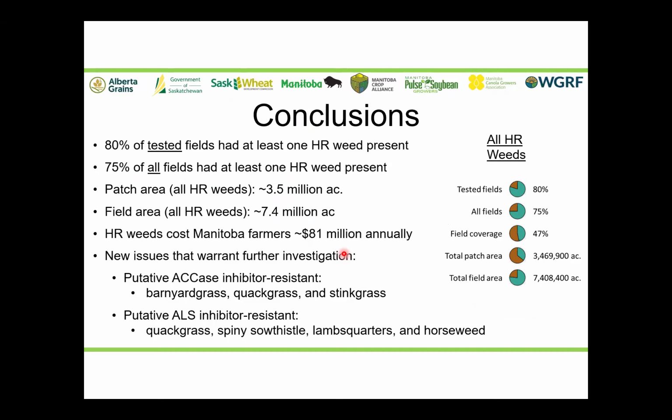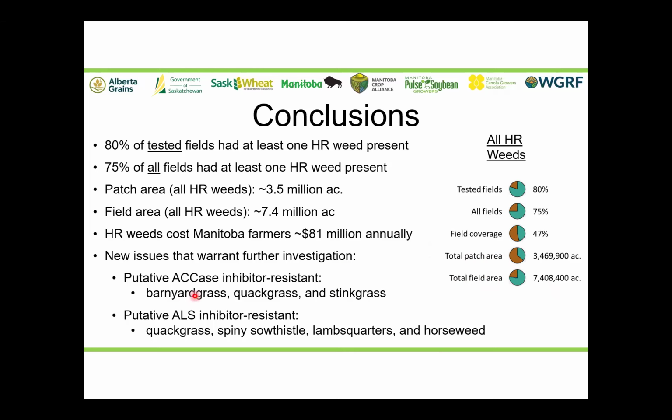So basically, the conclusions from the last herbicide resistant weed survey: where we found weeds in the fields that we tested, about 80% or 8 out of 10 of those fields had at least one herbicide-resistant weed. When you extrapolate that to all of Manitoba, we've got 75%, or basically 3 out of 4 fields will now have at least one herbicide-resistant weed in there, and that is not going down. The field coverage looks like we're covering about half of the province, and so again, we're looking at patch area and field area here. We're looking at a significant amount of acres that now have at least one herbicide-resistant weed.